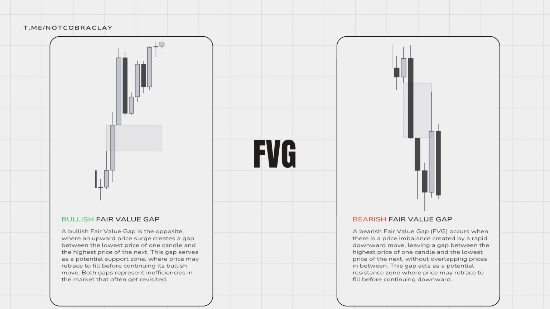Both gaps represent inefficiencies in the market that often get revisited, and the bearish fair value gap occurs when there is a price imbalance created by a rapid down move. Same as the bullish, where it's a rapid up move, leaving a gap between the highest price of one candle and the lowest price of the next. So you have 3 candles and a gap between those. These are fair value gaps. You have them in bearish and bullish scenarios.